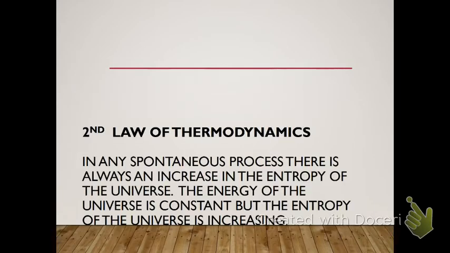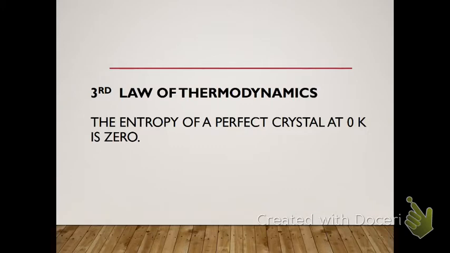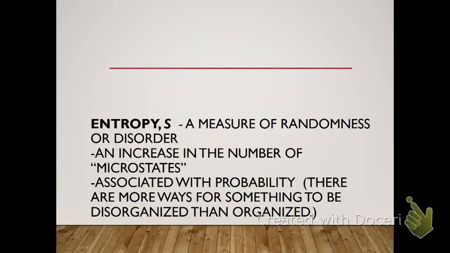The second law of thermodynamics says in any spontaneous process, there is always an increase in the entropy of the universe. The entropy of the universe is constant, but the entropy of the universe is increasing. And then the third law of thermodynamics says the entropy of a perfect crystal at 0 degrees Kelvin is 0. Guess what? Doesn't exist. Theoretical.